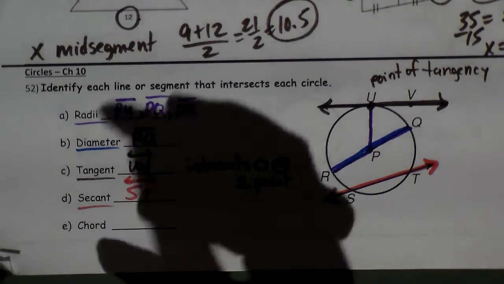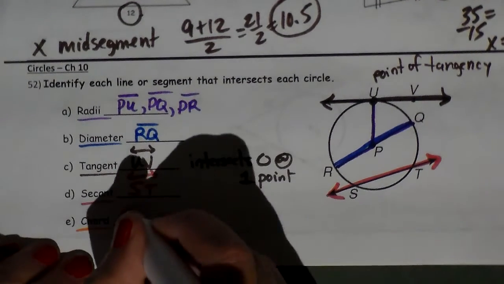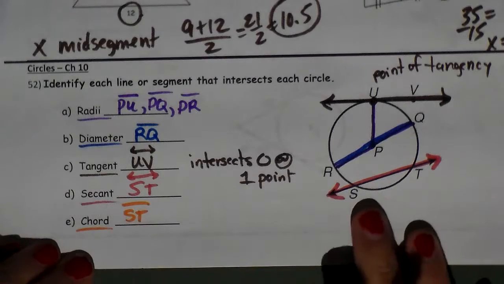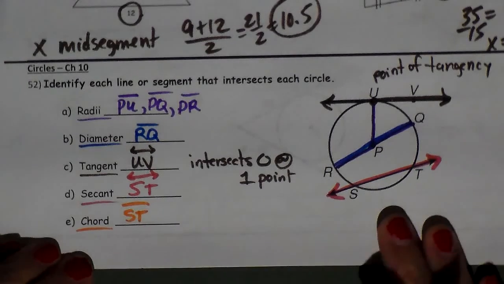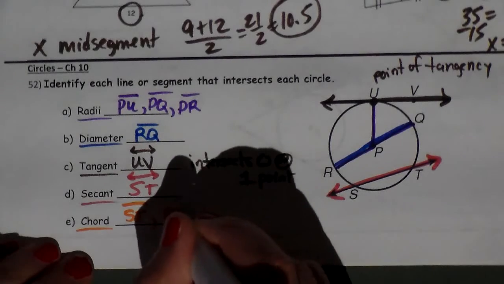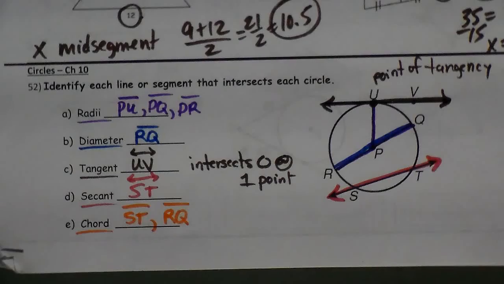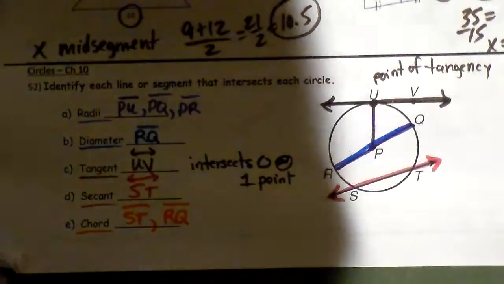For example, the next one asks for chords, right? Well, segment ST is a chord. Line ST is a secant. And what else is a chord? Well, the longest chord in a circle is always the diameter. So the diameter is always the longest chord in a circle. So those are all your spots right there. Okay? All right, so that's 52.